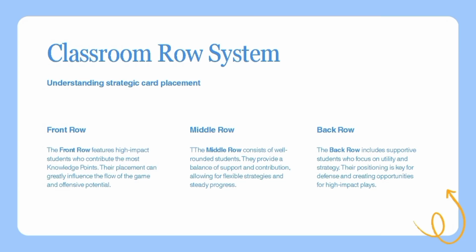For the classroom row system, the classroom is divided into 3 seating rows: front, middle, and back row. The front row features high-impact students with strong influence on knowledge points. The middle row contains balanced students offering a mix of support and strategy. The back row provides utility and defensive support, enabling long-term planning. Proper placement in each row can greatly affect the outcome of the game.